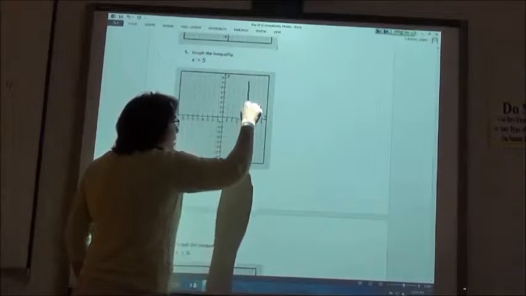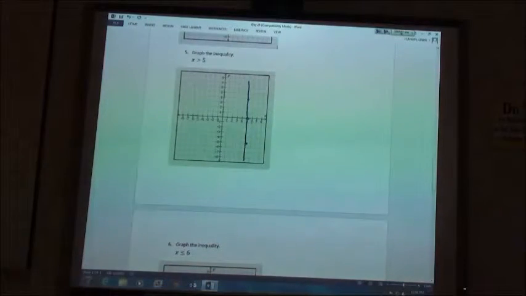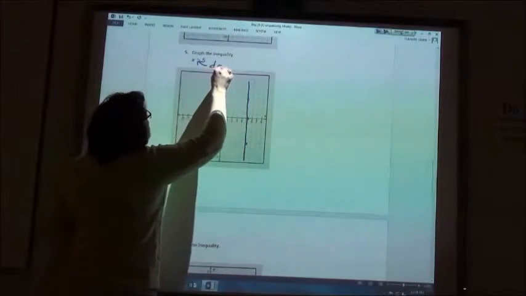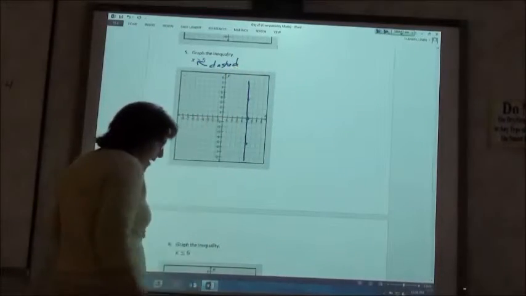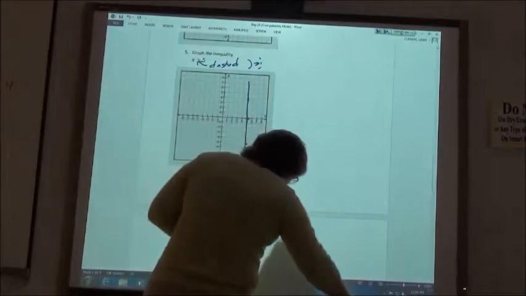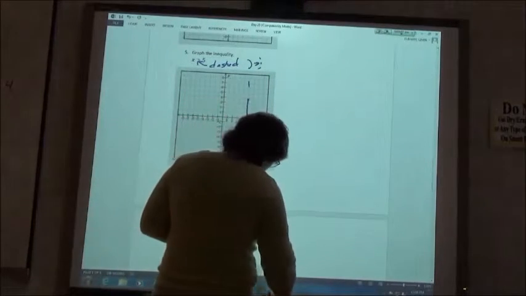Now when we draw it the first time, we have to draw the solid line in. Then we have to look to see if we have to change it. And we said, yep, we have to change the line. This one has to be dashed because we don't have the equal to. So we use that little cute tool and click on our line, and then the line becomes a dashed line instead of a solid line.